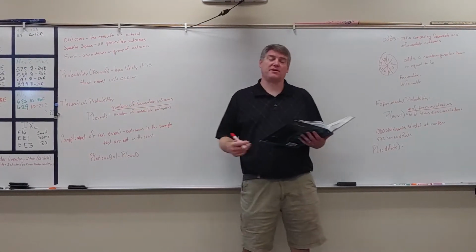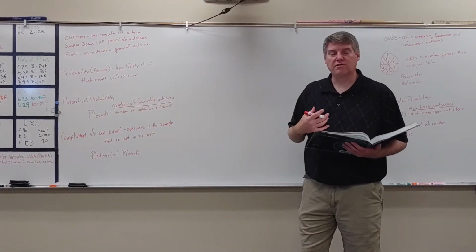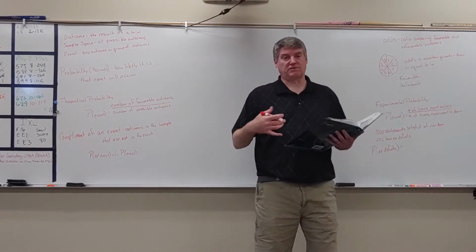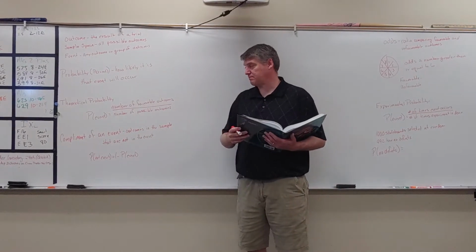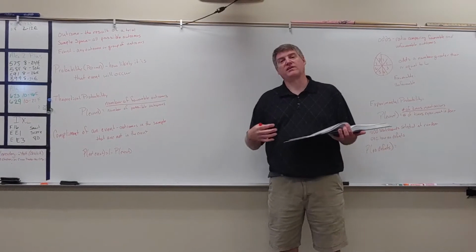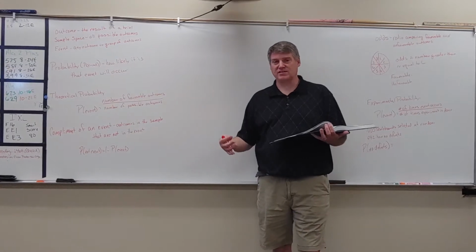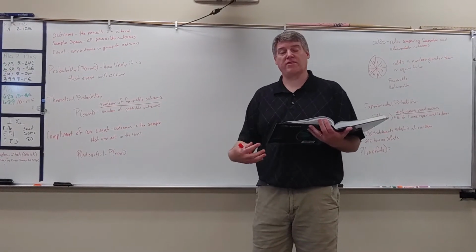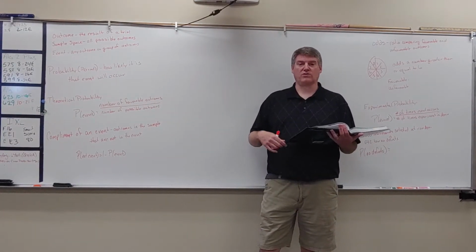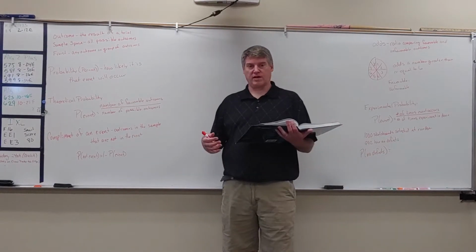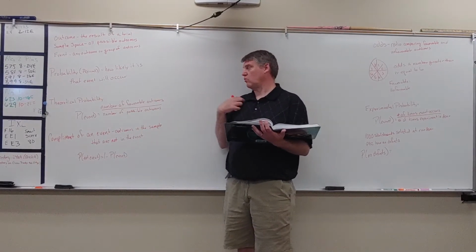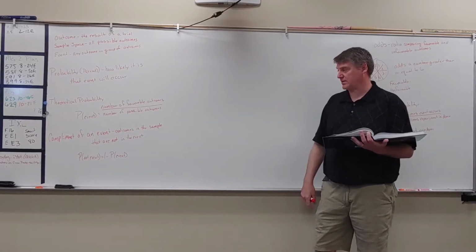The first thing we're going to look at is theoretical probability. This is what you would expect it to be. The probability of an event is the number of favorable outcomes divided by the number of possible outcomes. For example, with a standard die, 1, 2, 3, 4, 5, 6, what is the probability that I roll a 6? My favorable outcomes is 1, over 6 possible. So 1/6 of the time you would expect to roll a 6.